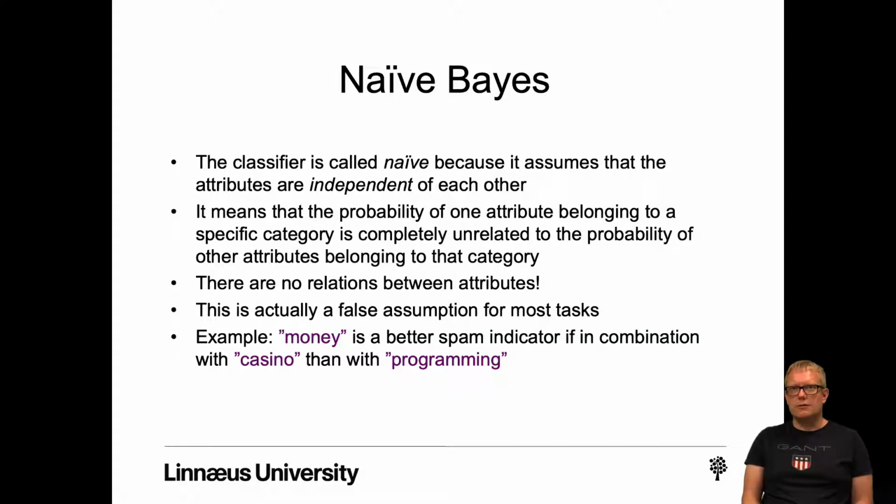The classifier is called naive because it assumes that the attributes are independent of each other. It means that the probability of one attribute belonging to a specific category is completely unrelated to the probability of other attributes belonging to that category. So there are no relations between attributes. This is actually a false assumption for most tasks. For example, if we were to identify spam emails, money is a better spam indicator in combination with casino than with programming.